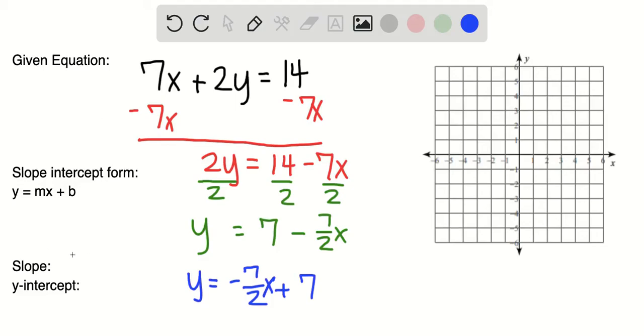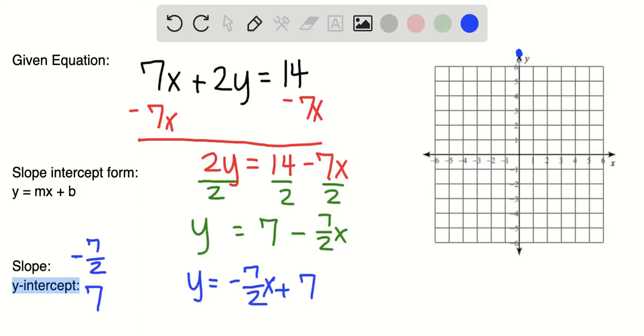My slope is going to be a negative 7 over 2. And my y-intercept will be a positive 7. So let's go ahead and look over here at our graph and start putting these points on the graph. I do notice that my points only go up to 6, so we're just going to estimate this for the y-intercept. My point for y-intercept will be a positive 7, so that'll be probably right about here.